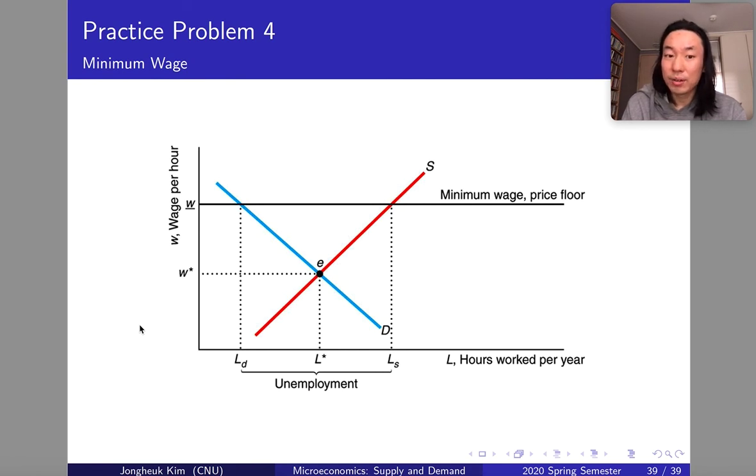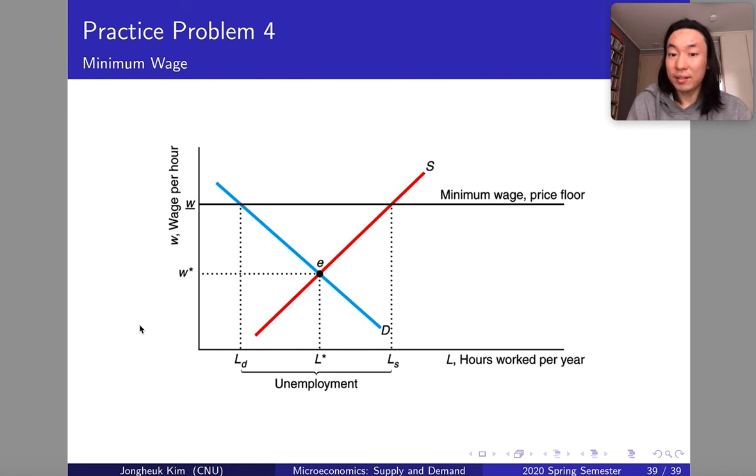which is not the equilibrium wage level, too high for the employer. So the employer decides, okay, we have to pay a little bit higher wage, so we're going to cut our employees, the number of workers. So they will reduce their employee number from L star to LD. But at the higher level of wage, in the job market there will be more applicants for that job because they believe if they can get hired, they can be paid more than the equilibrium wage level. So there will be more supply of labor, from L star to LS.